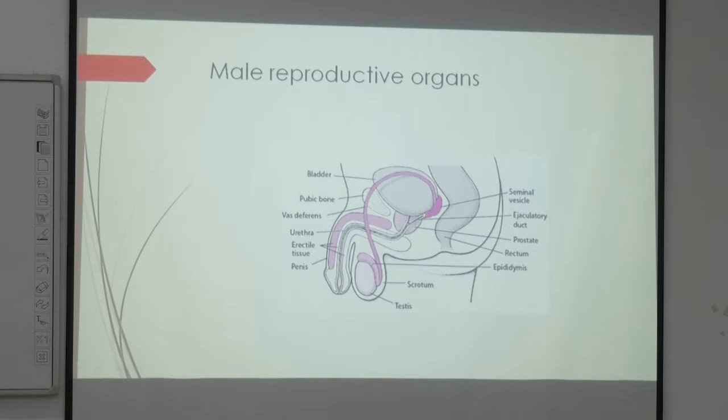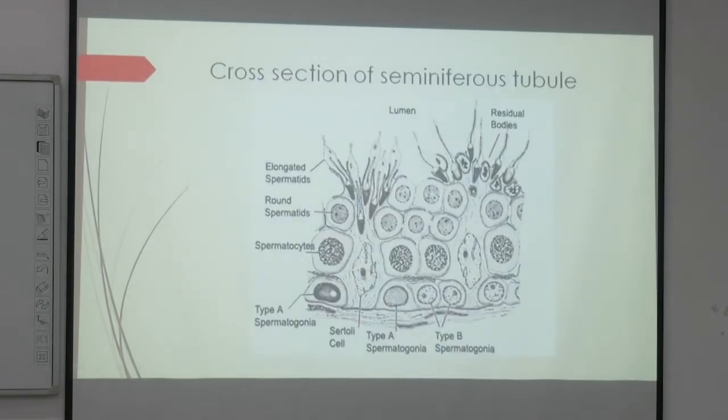bladder, where there are other structures like the seminal vesicle, prostate and Cowper's gland. All these things are present over there. Ultimately it drains inside the urethra. So that is the whole journey of a sperm. Now we will be moving to the next important area, that is the cross section.